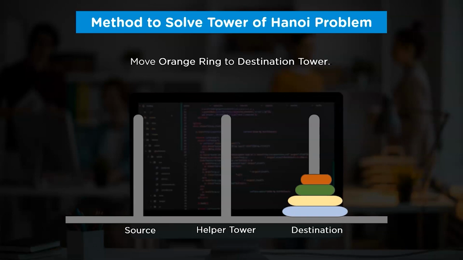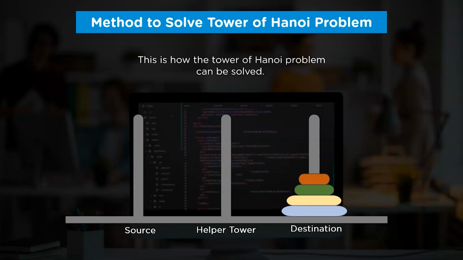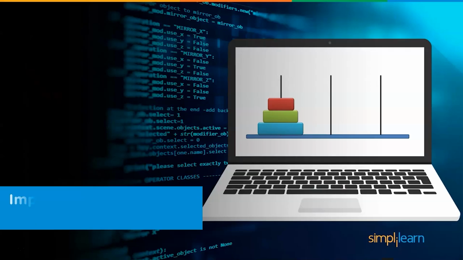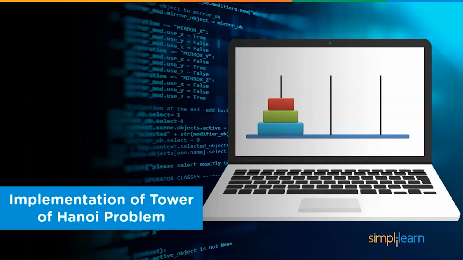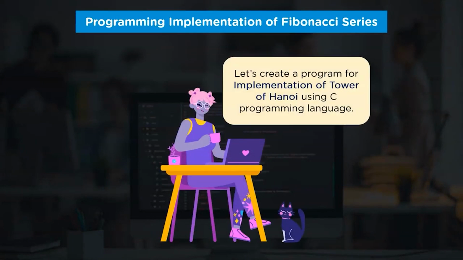If you observe this process, you'll see that the process of ring movement is of recursive nature, and we can develop a solution to this problem using the recursive programming paradigm. So moving ahead, we'll develop a program to implement a solution to this Tower of Hanoi problem. The language that we are going to use for this implementation is the C programming language.